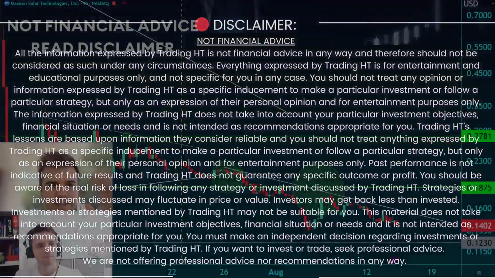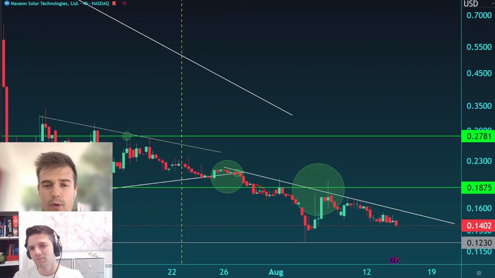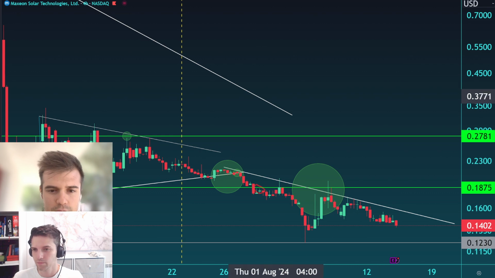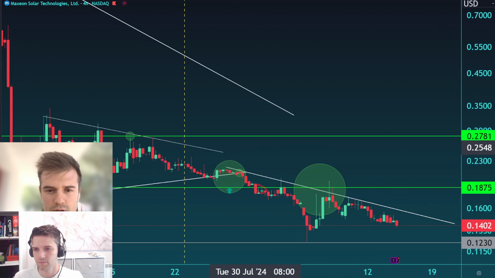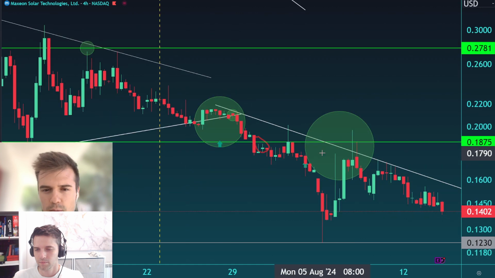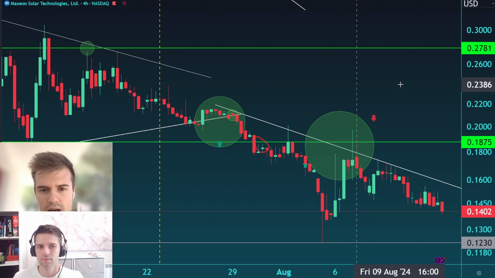We have the price action of Maxeon Solar Technologies during these last weeks and months. You can clearly see the breakout of the triangle pattern right there. After that happened, we also had this support area around 0.18 more or less. The breakout also occurred with an almost perfect retest around that area on the 7th of August, and from there the price started to drop even more.